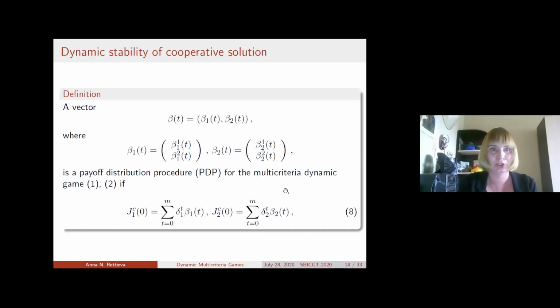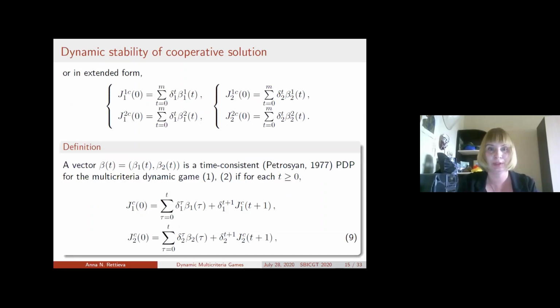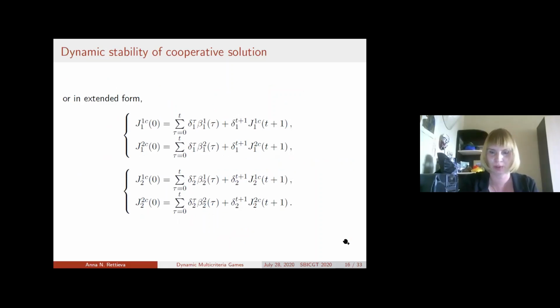So here is the definition. We call the vector beta a payoff distribution procedure for the multi-criteria game if the next equality is satisfied. So the main idea is to distribute this cooperative payoff along the game path, and here beta i for each player is his payoff for both criteria, so it is a vector. In extended form, those equalities look like that. And vector beta is a time-consistent payoff distribution procedure if the equalities 9 are satisfied. Or in extended form, they look like this.